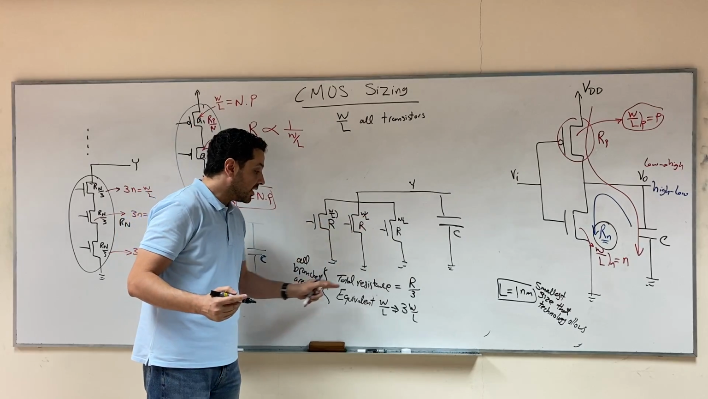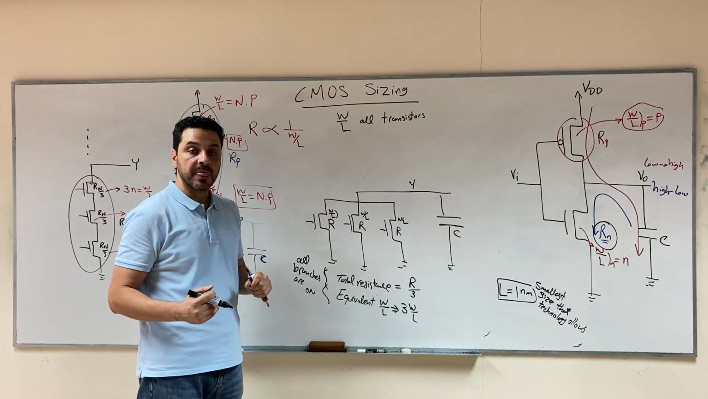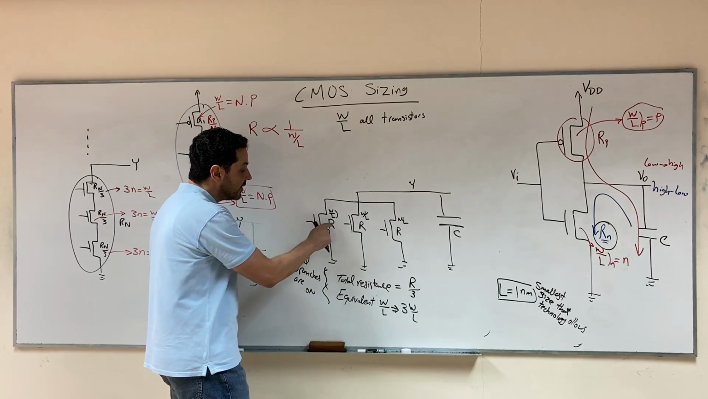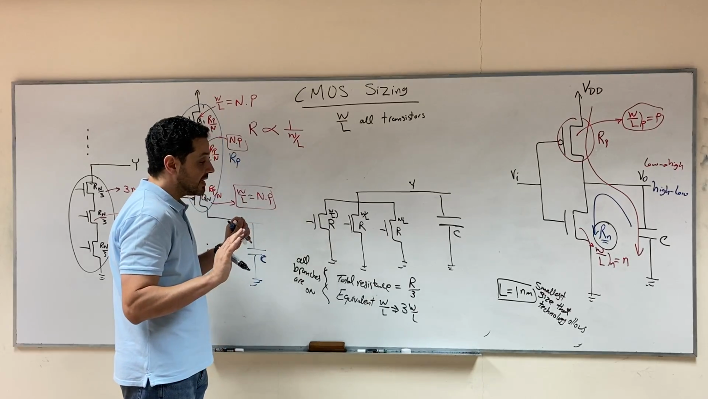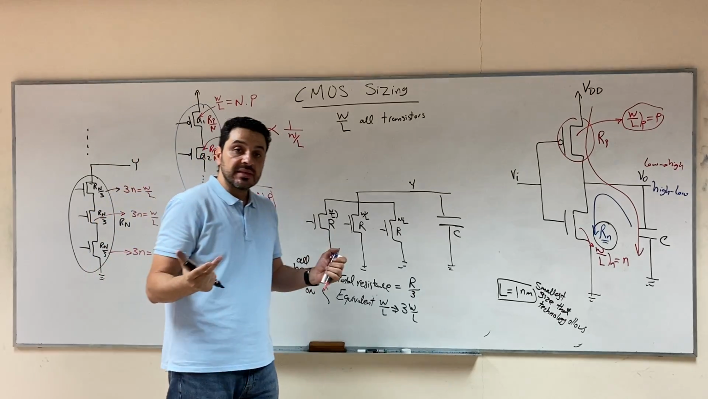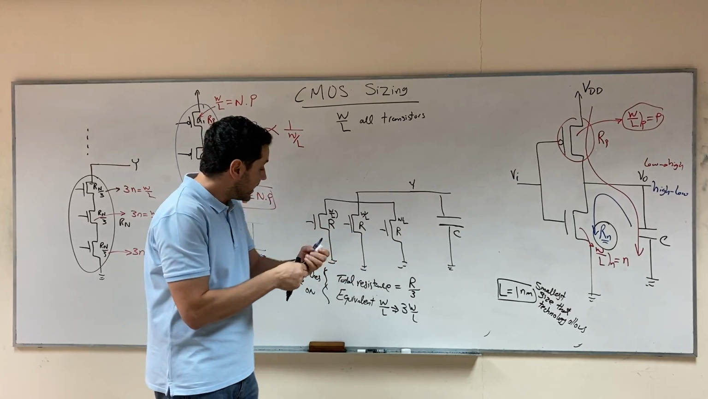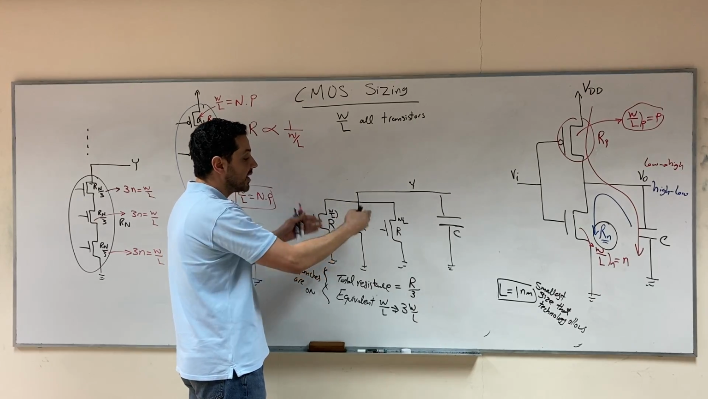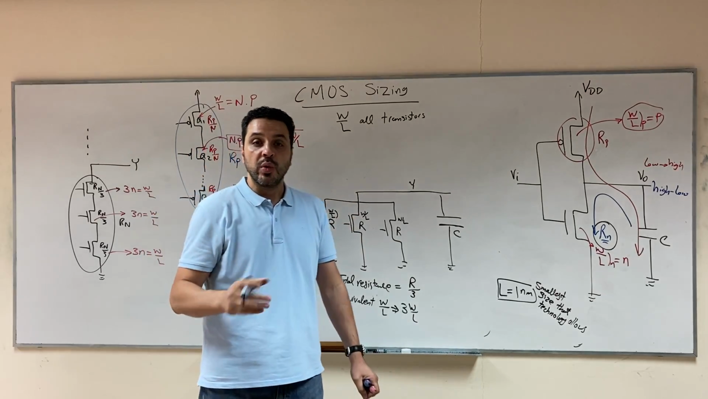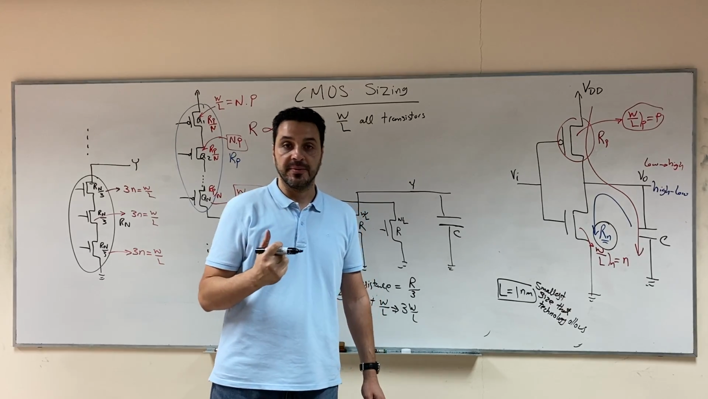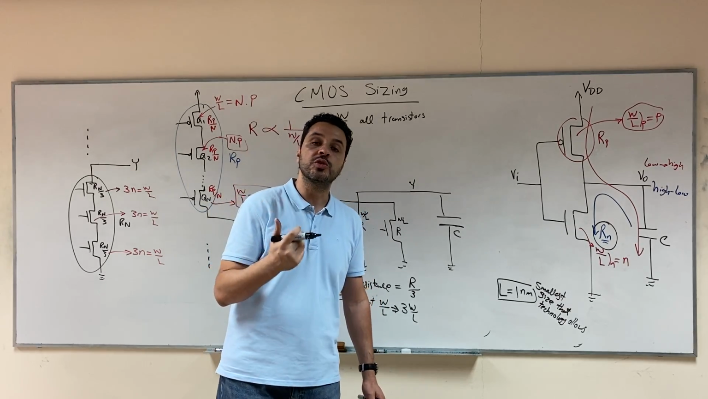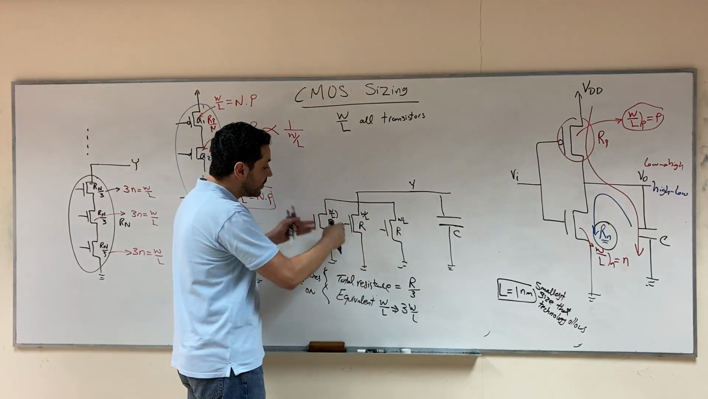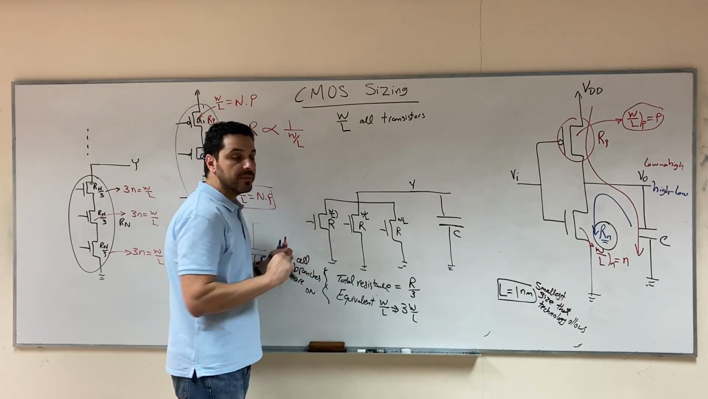If all the branches are on, the resistance will be divided by 3. If only one branch is on, then the resistance will be R. But sometimes when we use the logic gates, sometimes one branch is on, sometimes 2 branches are on, sometimes 3 branches are on. Which case should we use for design? Should we use the case that the 3 branches are on, or the case that the two branches are on, or the case that only one branch is on?